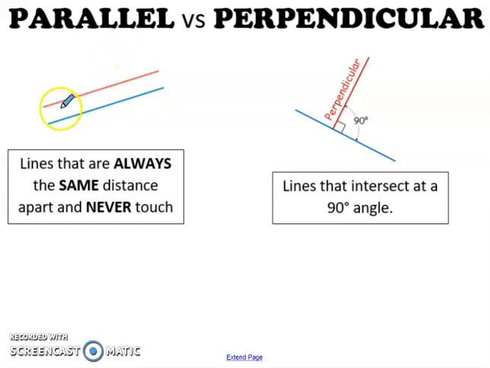Parallel lines are always the same distance apart, right? So this is always the same distance apart. They're never going to meet, ever. They just live separate lives, okay? Over here we have perpendicular. Perpendicular lines are lines that intersect at a 90-degree angle, okay? So that's the difference. Parallel, they never meet. Perpendicular meet at a 90-degree angle.